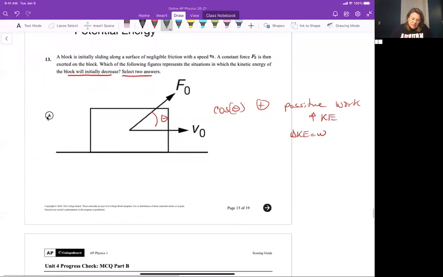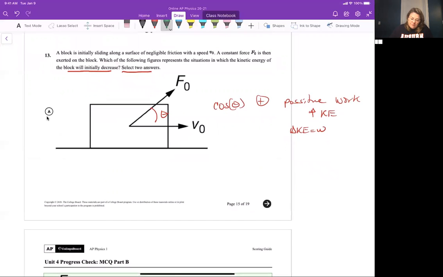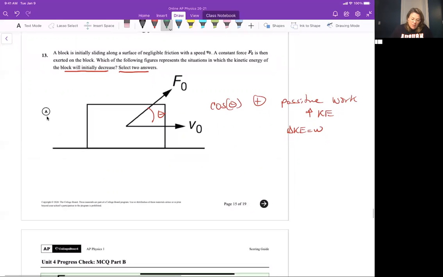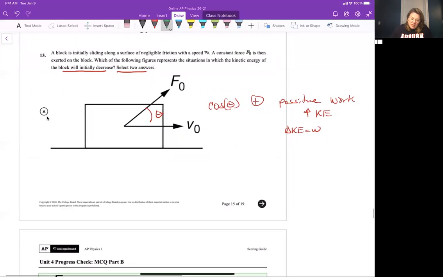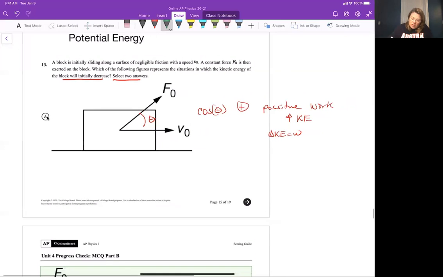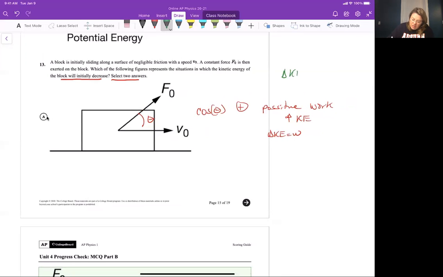The block is initially slid along a surface with a speed of V naught, and a constant force F naught is exerting on the block. Which of the following figures represents a situation in which the kinetic energy of the block will initially decrease? I have to have a loss of kinetic energy. That means the work done, the change in kinetic energy, has to equal negative work. Okay, so I want this to have a loss.